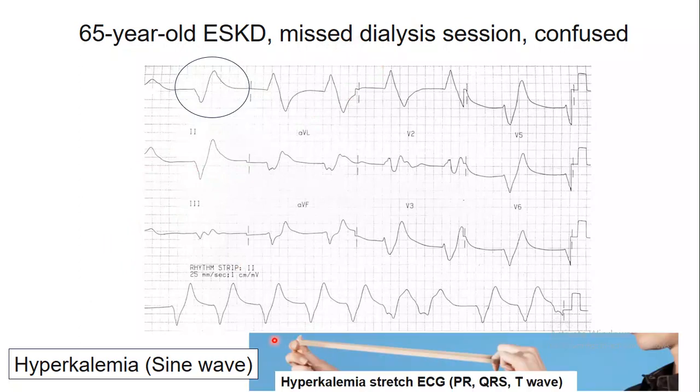Hyperkalemia causes stretching of the ECG. So it causes PR interval prolongation, QRS complex prolongation like this, and might cause hyperacute or peaked T waves like in this patient. So this patient has life-threatening hyperkalemia and should undergo dialysis after giving membrane stabilizing agents like calcium gluconate.